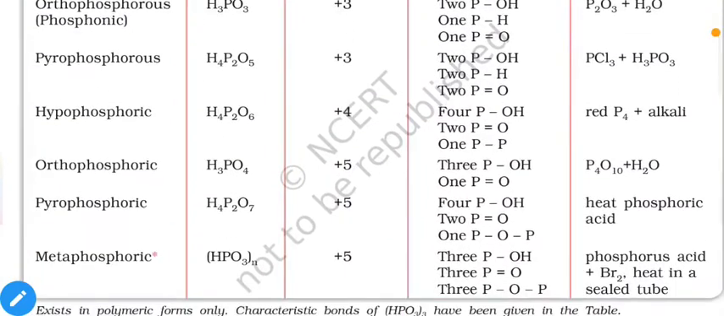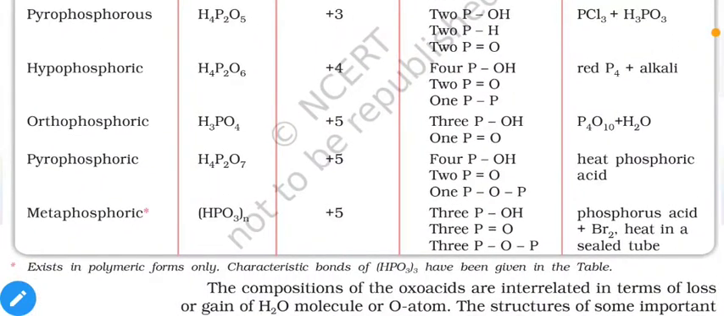Then we have orthophosphoric acid, which has +5 oxidation state. It contains 3 P-OH bonds, so it is tribasic, and 1 P=O bond. Then we have pyrophosphoric acid. It also has the same oxidation state, +5. It contains 4 P-OH, 2 P=O and 1 P-O-P bond. And the last one is metaphosphoric acid, which only exists in polymeric form. That means we have HPO3 monomers attached to each other in a long chain, which leads to metaphosphoric acid. In metaphosphoric acid, we also have +5 oxidation state.